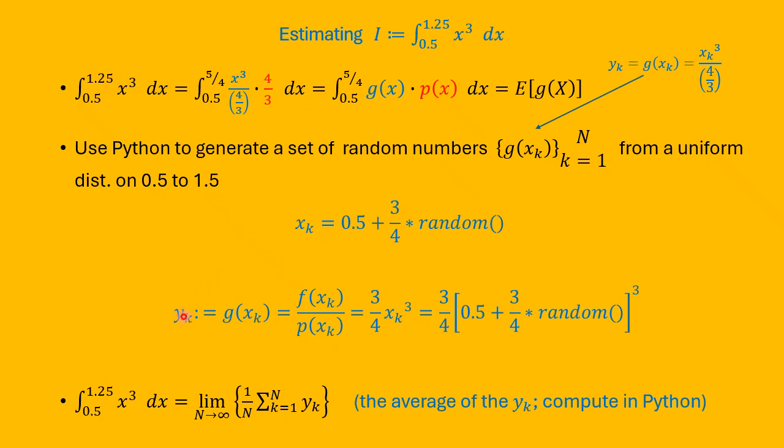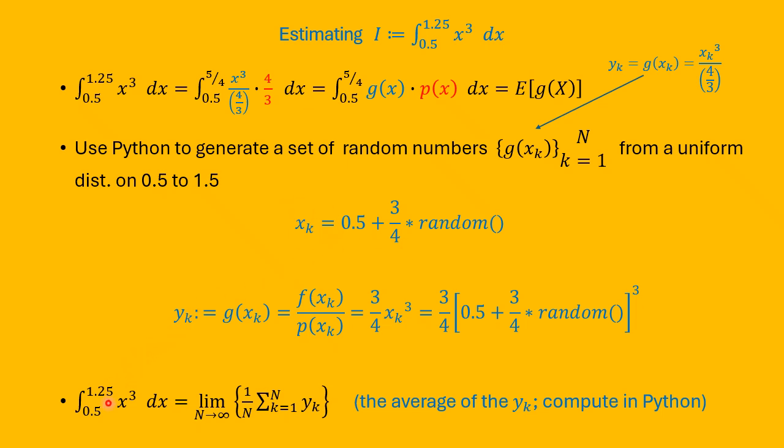And then we can calculate y sub k, realizing that that's just g sub k, and that's equal to f of x sub k over p of x sub k, which we saw is 3/4 x sub k cubed. So it's 3/4, and x sub k by our random number generator was going to be this. We'll call it many times, k goes from 1 to n, to generate capital N random numbers for the y sub k's corresponding to these randomly chosen x sub k's.